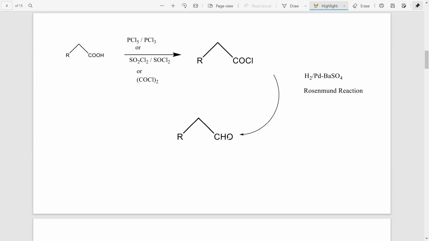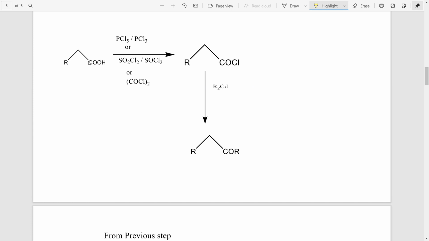For these kinds of conversion, we need to take help of one intermediate step, that is chlorinating step. Here one strong chlorinating agent is used, that is PCl5 or PCl3 or thionyl chloride, etc. After that, on the carbonyl chloride, Rosenmund reaction imposes hydrogen, palladium, barium sulfate. That is the reagent. Here barium sulfate is catalyst poison, palladium is catalyst, and hydrogen is reactant.